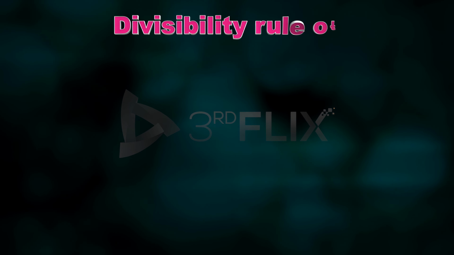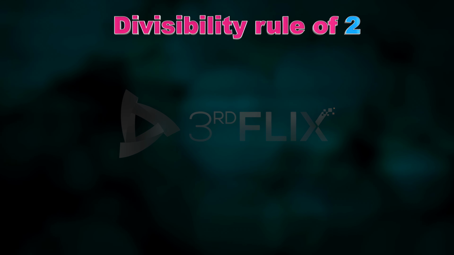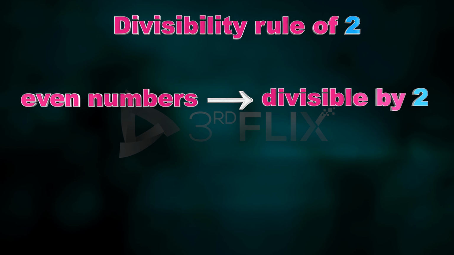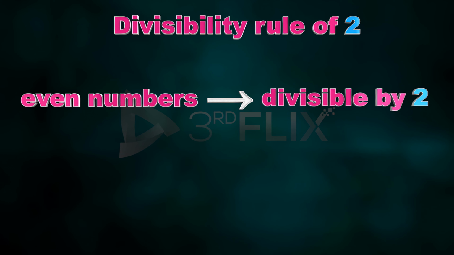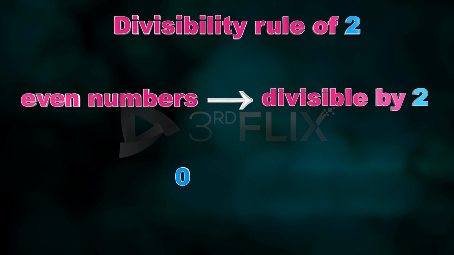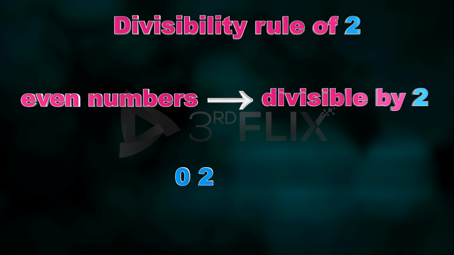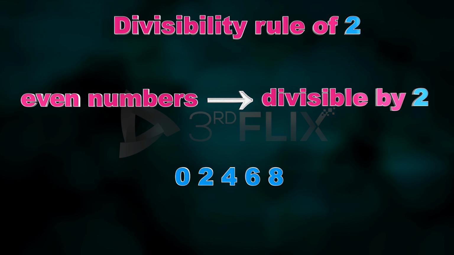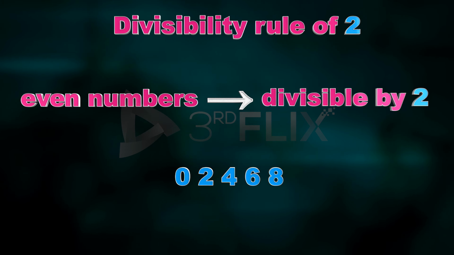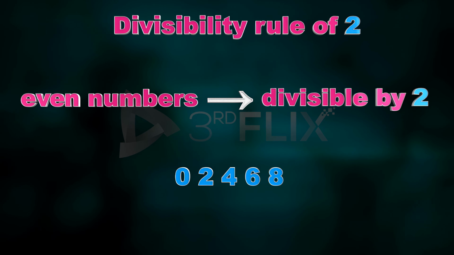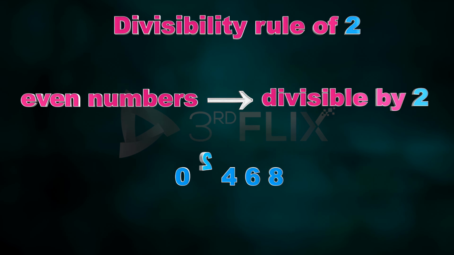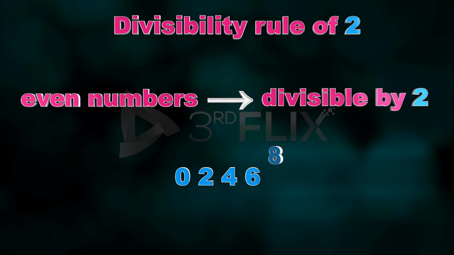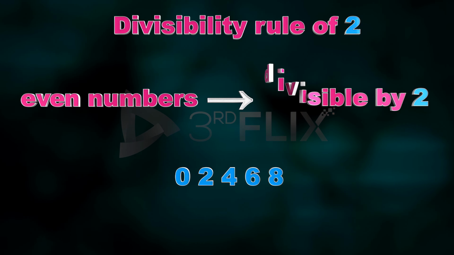Divisibility Rule of 2. All even numbers are divisible by 2. Even numbers end in 0, 2, 4, 6 and 8. So, all the numbers ending in 0, 2, 4, 6 and 8 are divisible by 2.